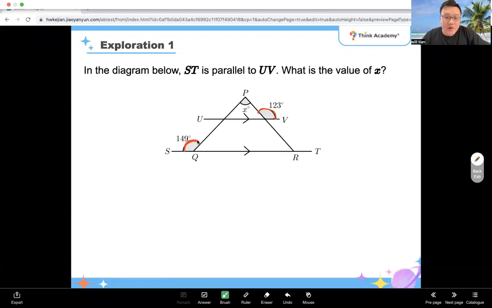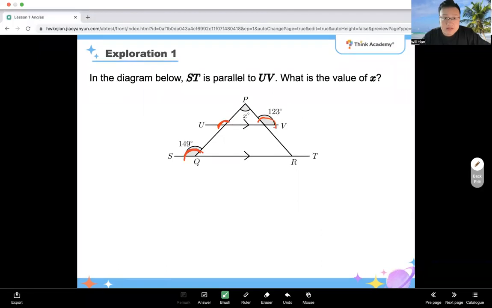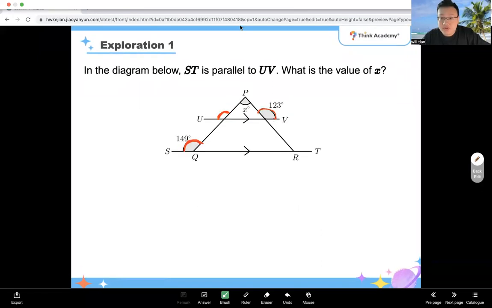If you know this one is 149, what's the size of this angle over here? Is that the same? Is that the F shape? Yep. Okay, 1 more minute. Someone raise your hand.